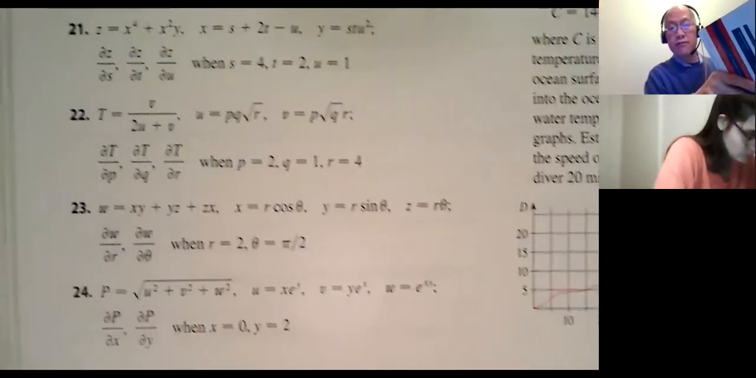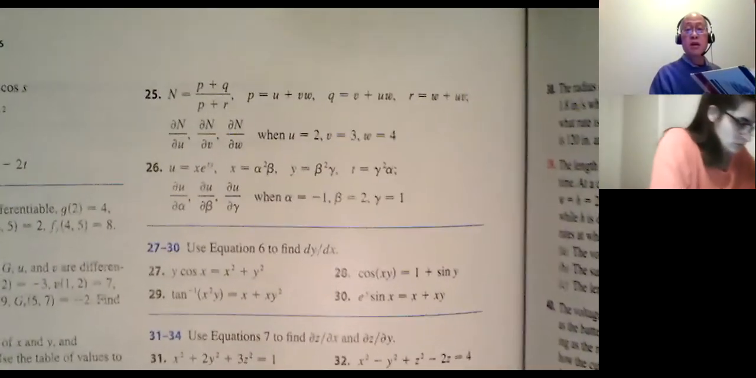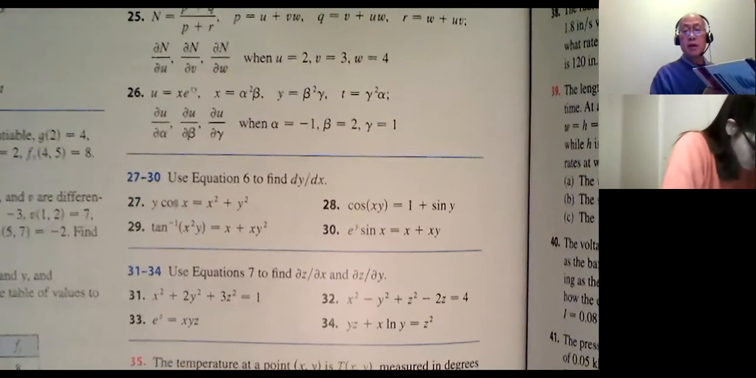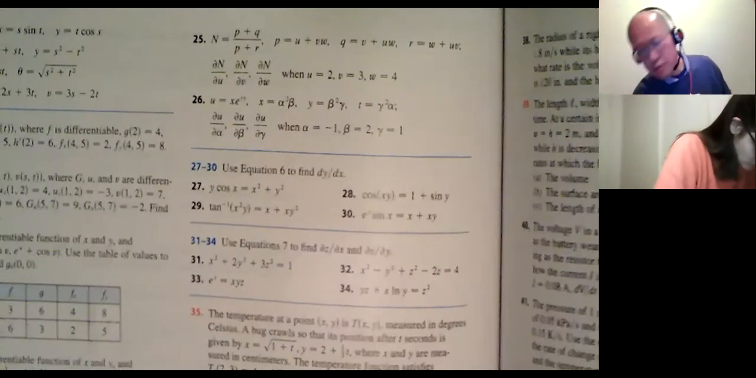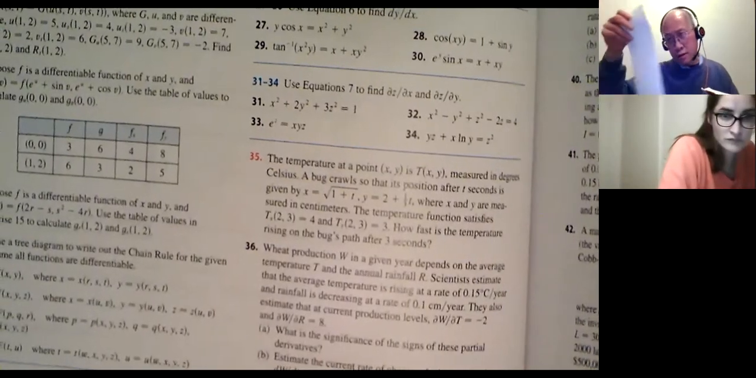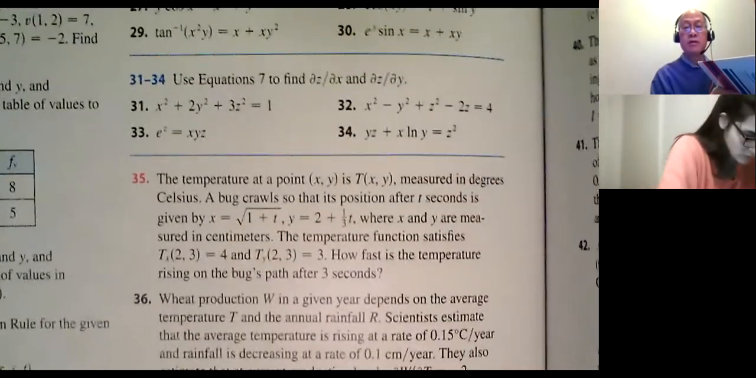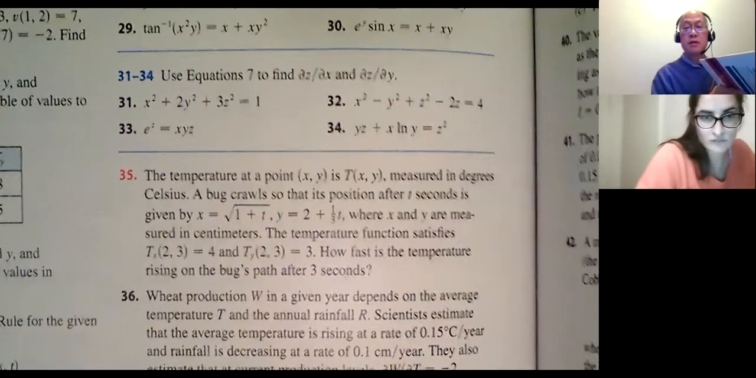21, 22, 23, 24. And let's see, that's up to 33. Was 33 my last one? 35. Oh, was it 33 or 35? Let's take a look. 35. And some of these are really long, unfortunately. Again, I don't think they're hard, but just long.